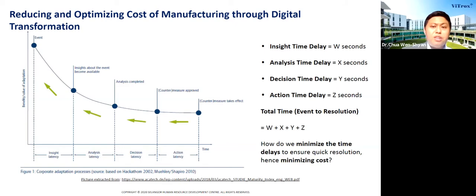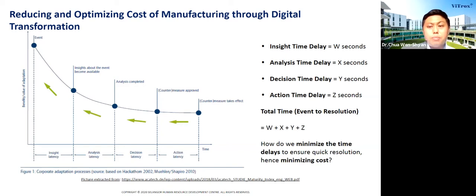It tells us that every single process of thought, from the point of event all the way to the point of decision making and taking actions, is time dependent. For example, your machine breaks down. Do you want to know almost instantaneously that your machine has broken down, or do you want to know half an hour later? Then the next part is insights. What is the root cause of your machine breaking down? How long do you take to identify the root cause?